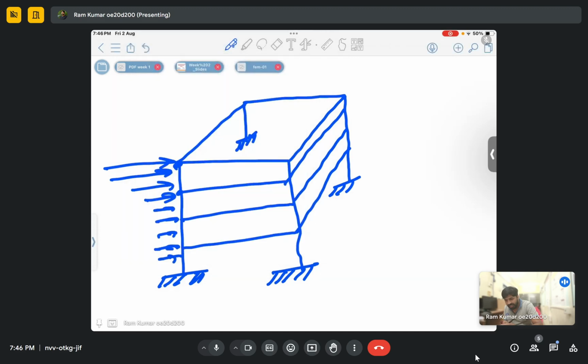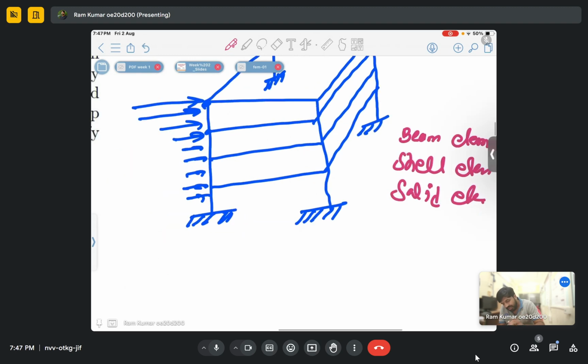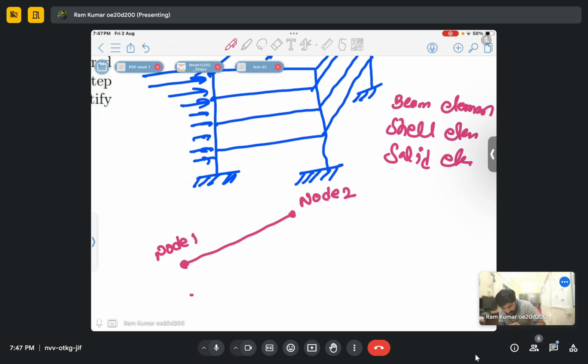We have different types of elements, like beam element, shell element, then solid element. For example, this is one element, and it has nodes. This is called node 1, this is called node 2, and at node 1 there are 3 degrees of freedom: x1, y1 and theta 1. At node 2, x2, y2, then theta 2. So this is element 1.